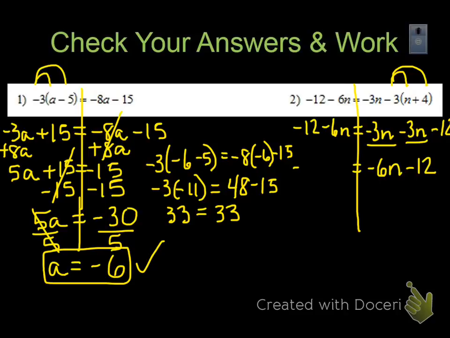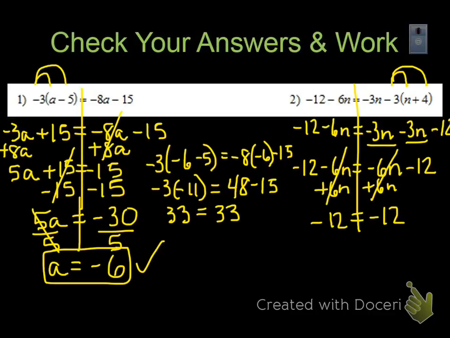On the left-hand side, I have negative 12 minus 6n. Okay, so if I take a look at this, I know that I need to get my variable on the left-hand side and then my numbers on the right-hand side to solve for n. So I'm going to add 6n to the right-hand side to cancel that out. Add 6n to the left-hand side. That also cancels out. So I am left with negative 12 equal to negative 12, which is a true statement. Therefore, this one is infinite solutions. Again, meaning that any number that I pick will work in that equation.